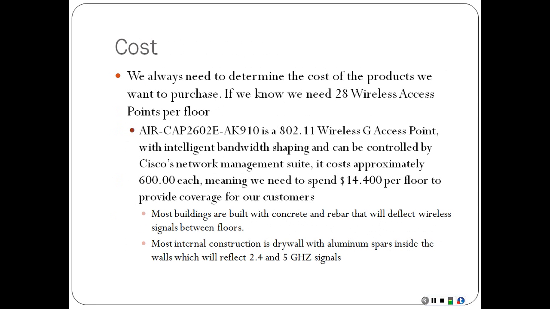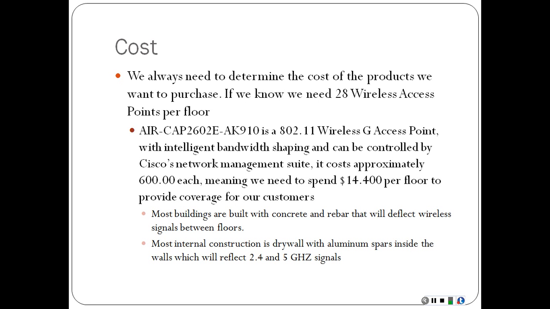Money is always going to come up. So what I did is I found some wireless G access points from Cisco, AK940s. Basically, you can buy them in 10 packs, and they're about 600 a piece, so if we spend $14,400 per floor, that's actually really not that bad, right? But one thing to remember, we have to do this per floor.